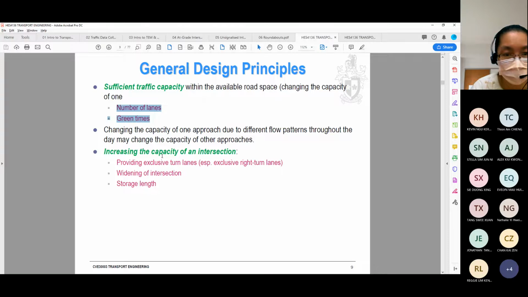If we want to increase the capacity of the intersection, we can consider some of these measures: providing an exclusive right turn, widening the intersection, and lengthening the storage space. These are all measures that we can use to increase the capacity without prolonging the green time for that particular leg.